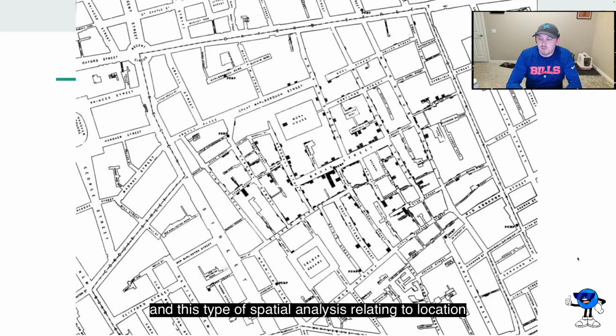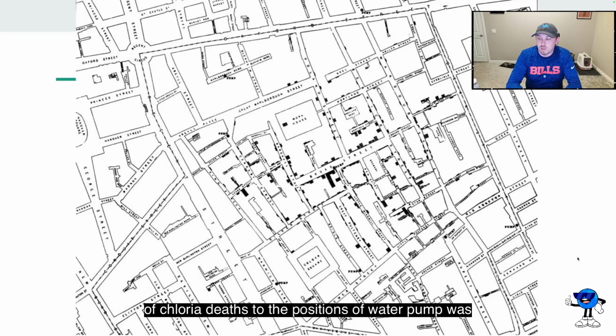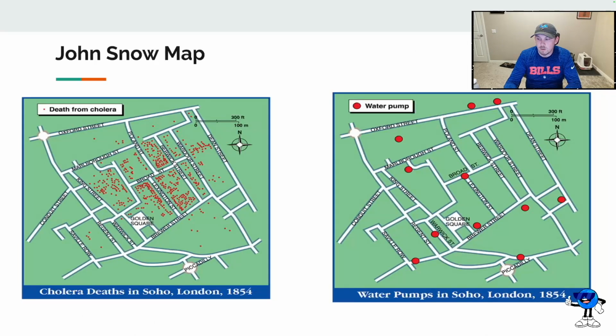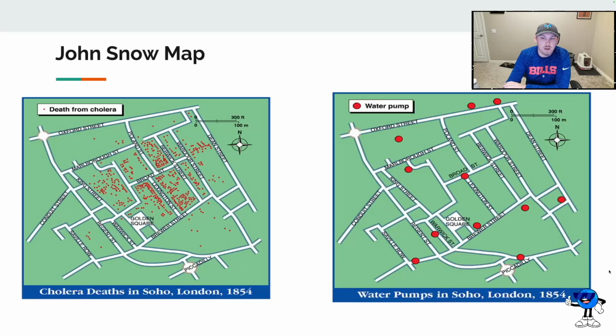And this type of spatial analysis, relating the location of cholera deaths to the positions of water pumps, was innovative for the mid-19th century, but it is very, very common today. We use GIS for these types of spatial analysis problems. This specific type of problem can be addressed somewhat easily. This is another, more modern example of John Snow's maps and what he was actually able to identify.